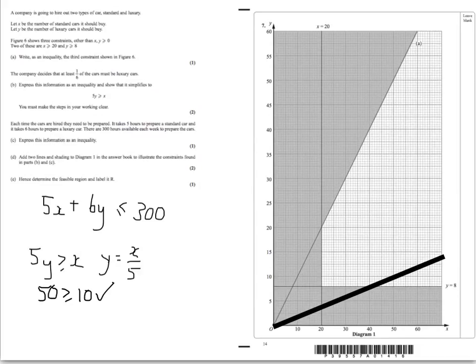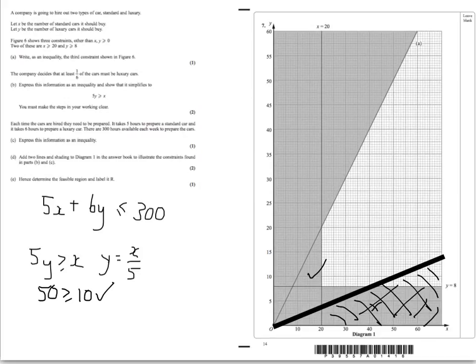So actually, everything on this side of the line, everything above that line I want. It's everything below the line down here that I want to reject. So what I'm going to do is, that's the area I'm going to shade. I'm going to shade everything below that line there, like that. Okay, so that is one of my inequalities dealt with.